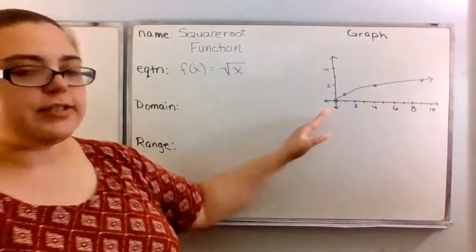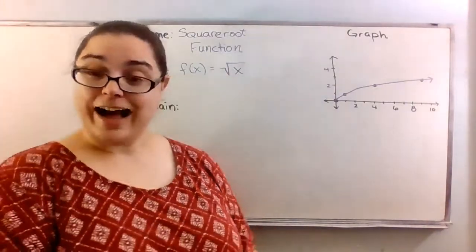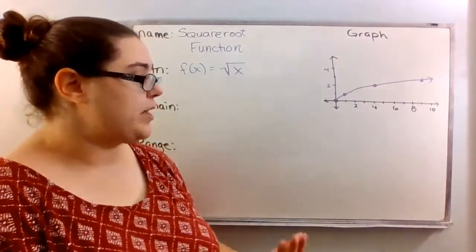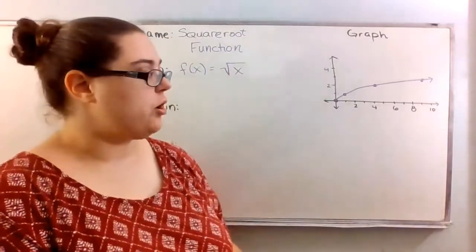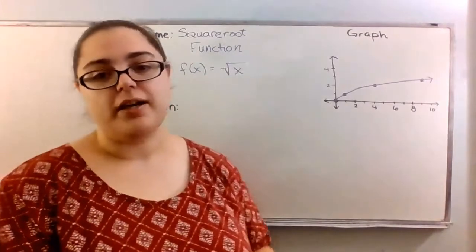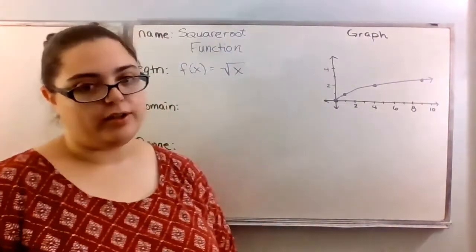Now I would continue to move over to the left, except the square root of -1 is i. It's a complex number or imaginary number. And this is just a graph on the real plane. So I'm going to have to stop at 0 because we can't square root a negative value and get a real number out of it.